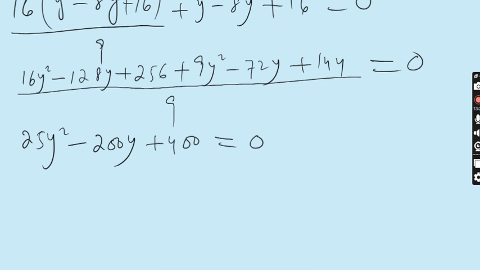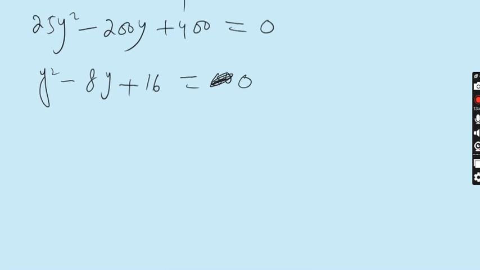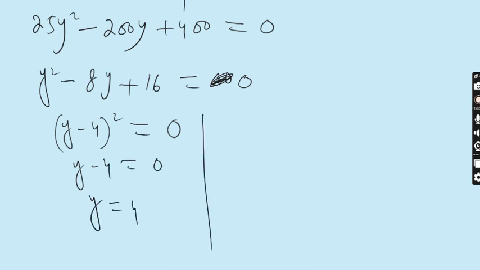Taking 25 common from the whole equation, so 25 ones are 25, and 25 8s are 200, and 25 16s are 400, equals 0. y square minus 8y plus 16 can be written as (y minus 4) whole square equals 0, and this is y minus 4 equals 0. This is y equals 4.